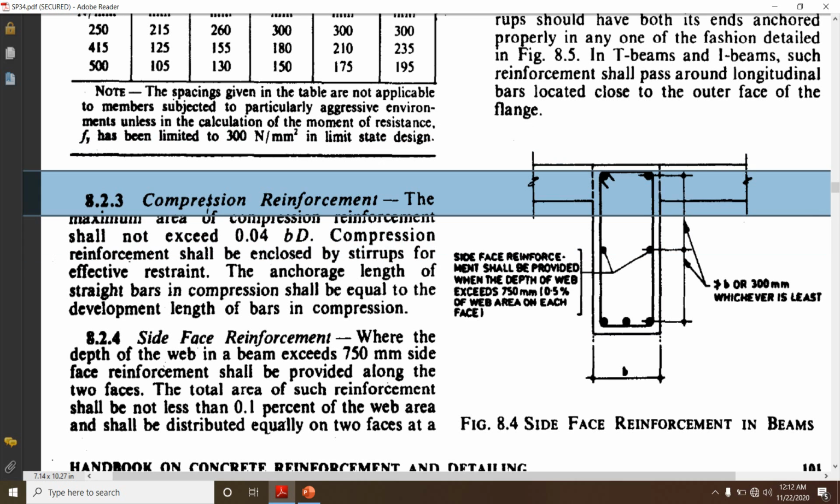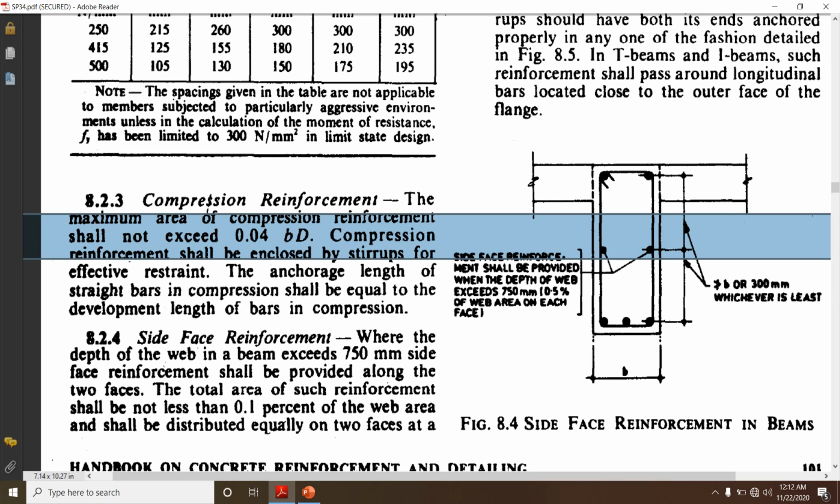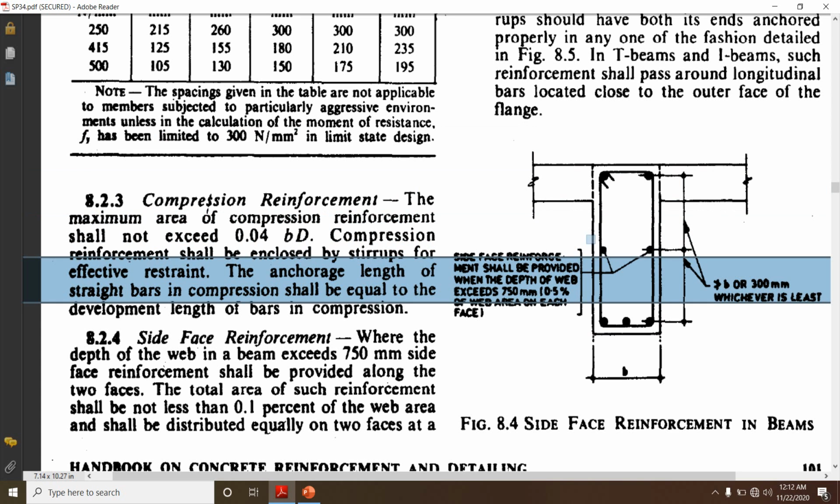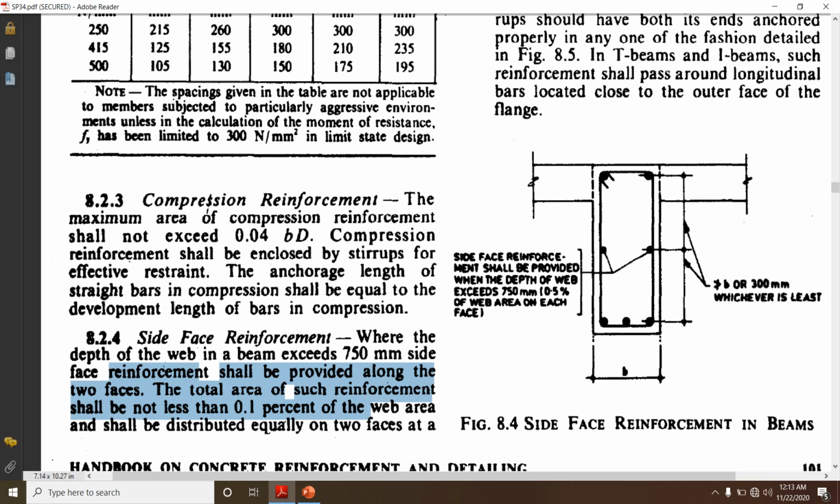So what is the side face reinforcement? Here they have shown two bars, and here they have shown two bars. These are nothing but the side face reinforcement. If the depth exceeds 750 mm, these additional bars have to be provided. The total area of such reinforcement shall not be less than 0.1 percent of the web area and shall be distributed equally on two faces.